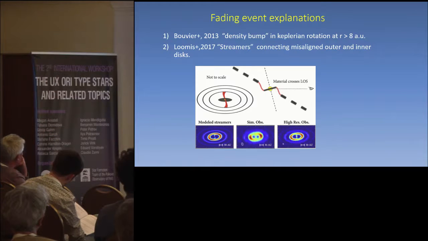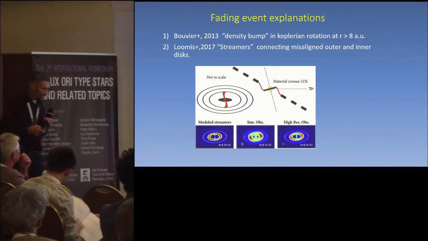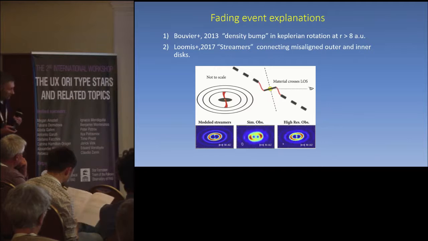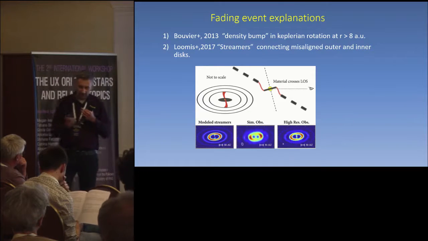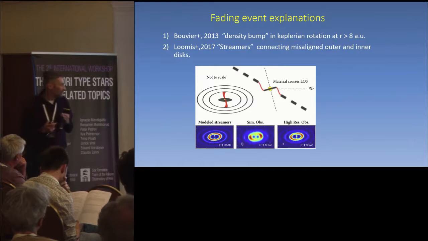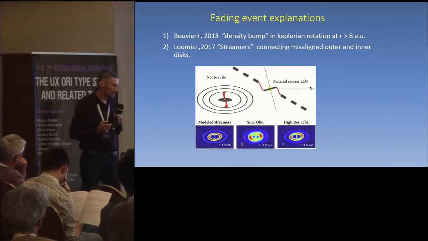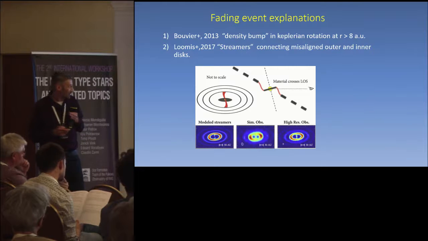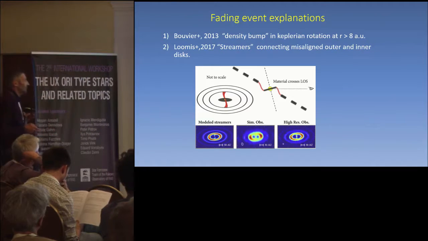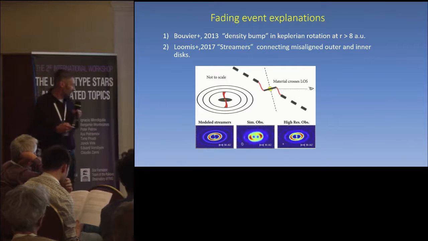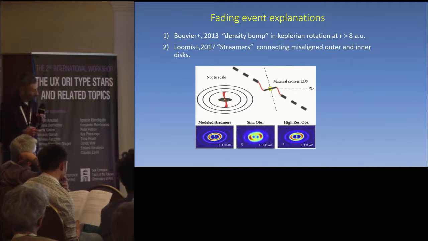A more conservative explanation by Bouvier is some density bump in the disk somewhere at a radius greater than 8 AU. This 8 AU estimate is made from the assumption that this clump is in Keplerian rotation, and because we didn't observe another fainting event for 30 years, the period should be greater than, say, 30 years. So it's not quite a reliable estimate of the distance.